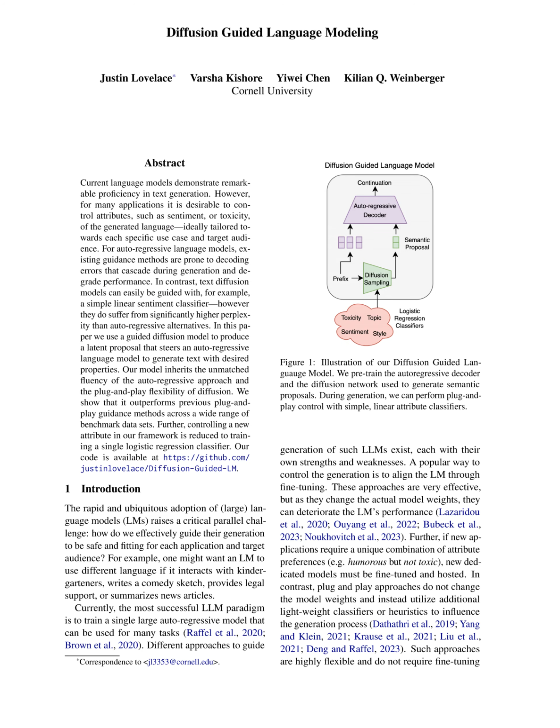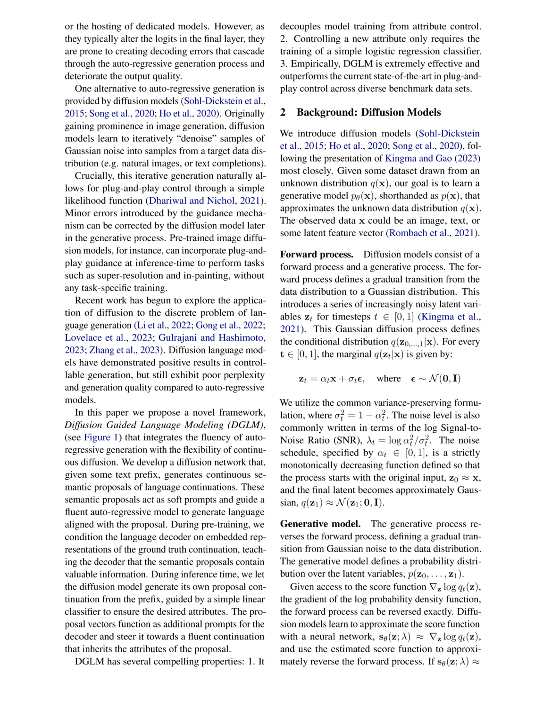The diffusion-guided language modeling (DGLM) framework offers several key advantages over traditional fine-tuning methods and other plug-and-play approaches. Firstly, DGLM decouples model training from attribute control, allowing for the addition of new attributes without the need for extensive retraining of the entire model. Only a simple logistic regression classifier needs to be trained. Secondly, DGLM effectively mitigates the decoding errors that often arise in plug-and-play methods by utilizing a diffusion model that can correct minor errors during the generative process, thus enhancing output quality.